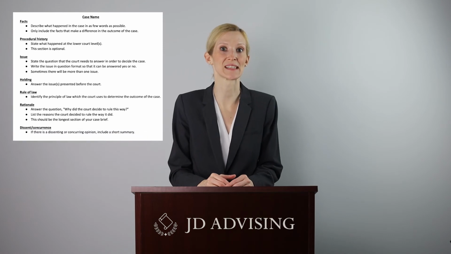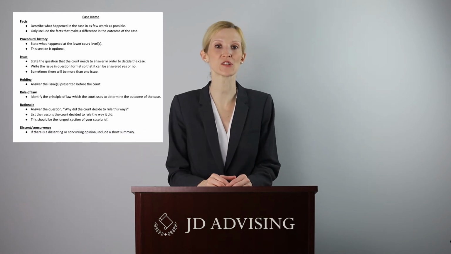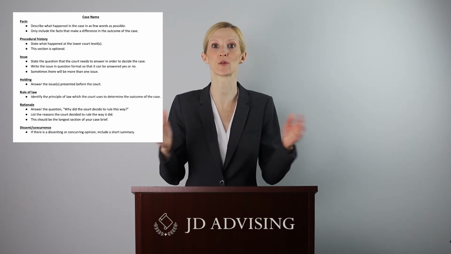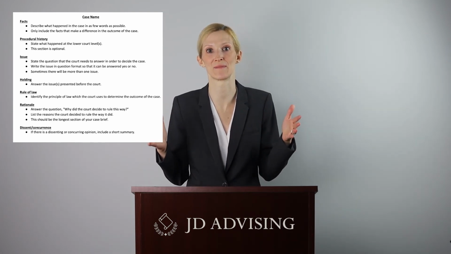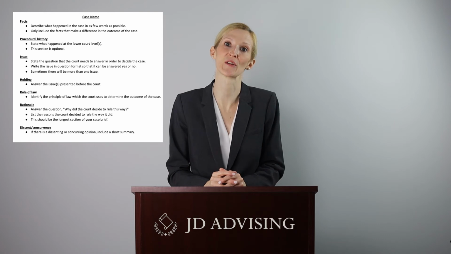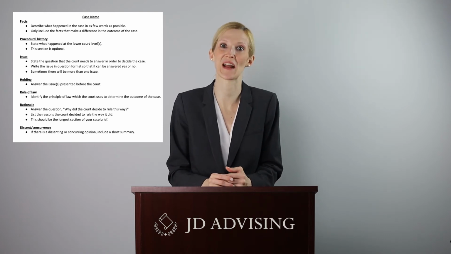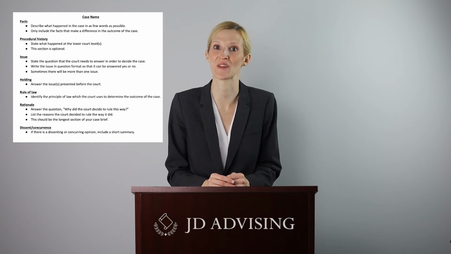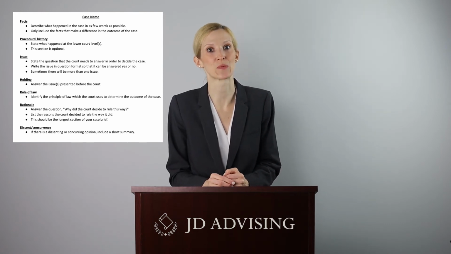And then, if there's a dissent or concurrence, put a short summary. Sometimes there's a dissenting judge, and they'll say, I disagree with this court's opinion because of X, Y, Z. A concurring opinion agrees with the outcome, but has a different rationale for the outcome. So it can be interesting to read the dissenting and concurring opinions. So that is the format of a case brief.